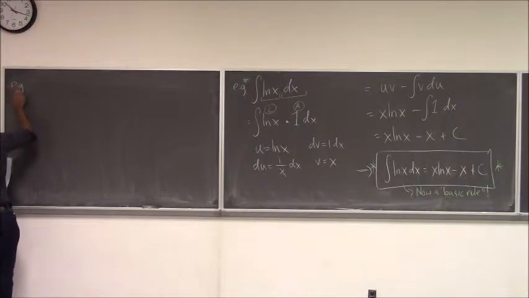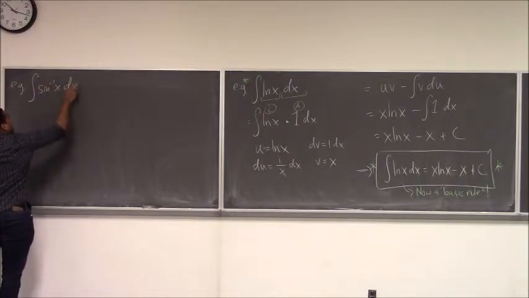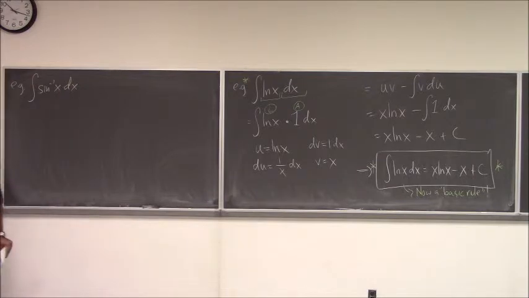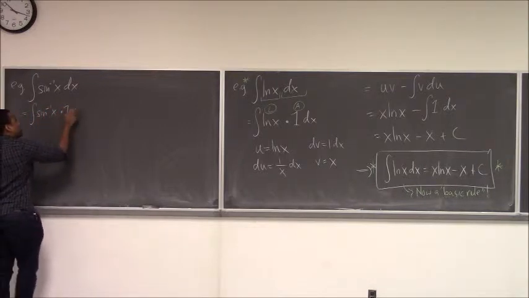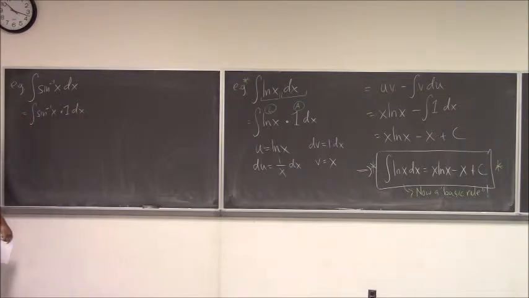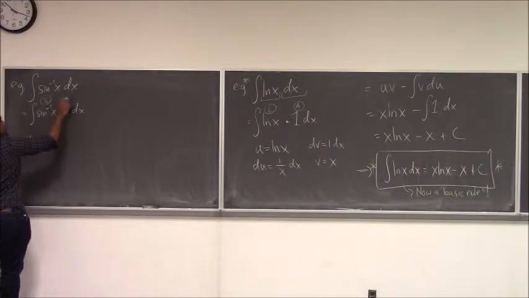Let's do another example. Say I wanted to integrate the inverse sine function. I could do a similar trick. I can think of this as this times 1. So now I would choose my parts. LIATE, the I comes before the A. This would be an I, that would be an A.